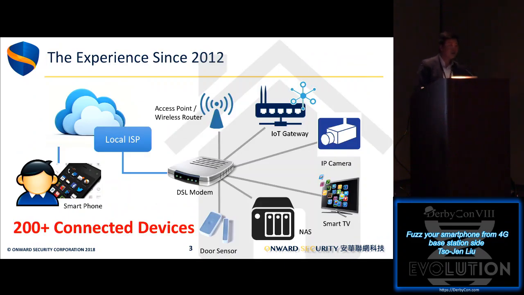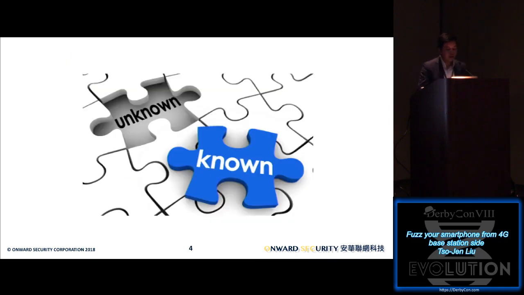Our team started in 2012. We started IoT and embedded system testing, and we founded our security company in 2014. Since 2012, our team has already tested more than 200 devices. I think it should be 300 by the end of this year. The devices include access points, wireless routers, IoT gateways, everything about IoT, automotive, and embedded devices.